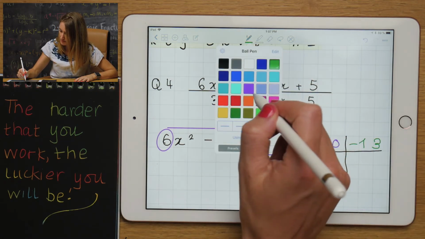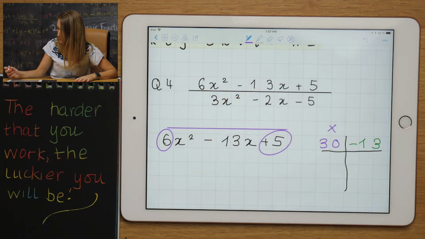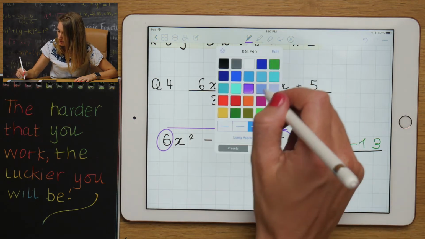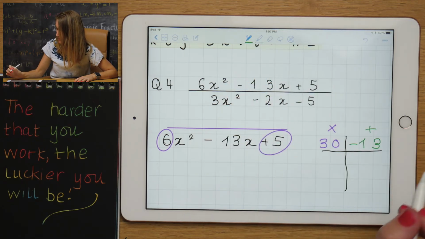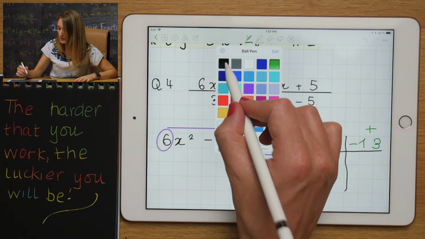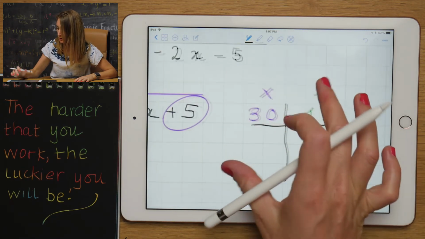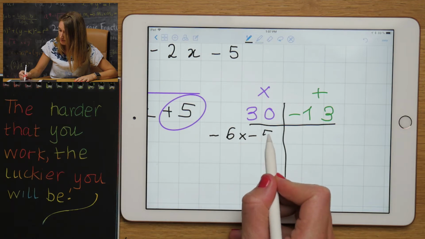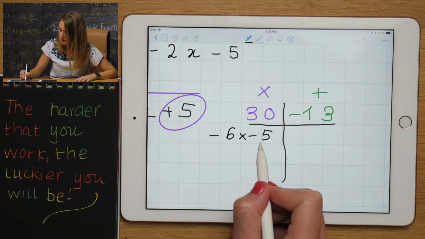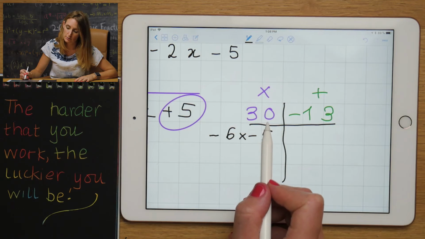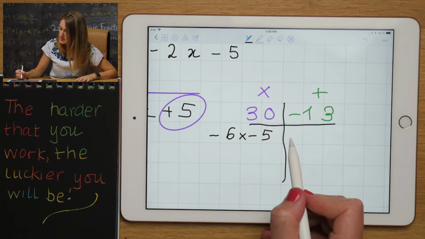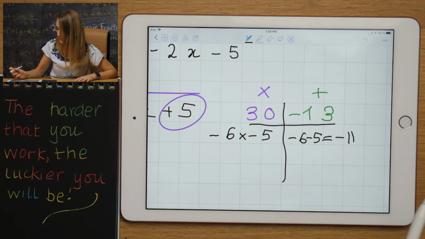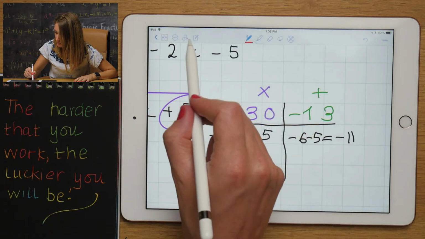Now the process is very similar because I'm looking for two numbers that multiply to give 30, but add up, or sum together, to give minus 13. So I'm going to try a couple that are incorrect so you can see how you could work this. I could try, for example, minus 6 times minus 5. Minus 6 times minus 5 would be plus 30 because it's a double minus. And minus 6 minus 5 would add up to minus 11, so that would be incorrect.